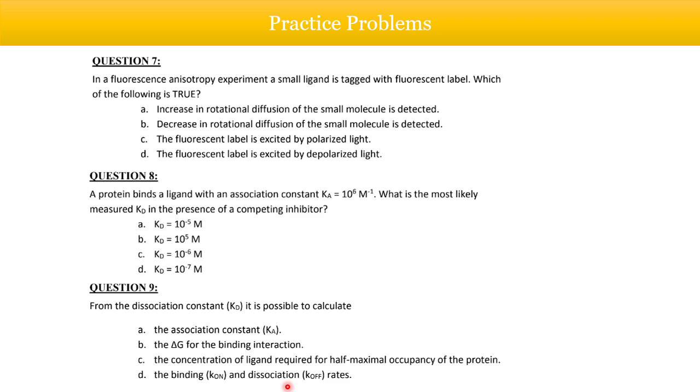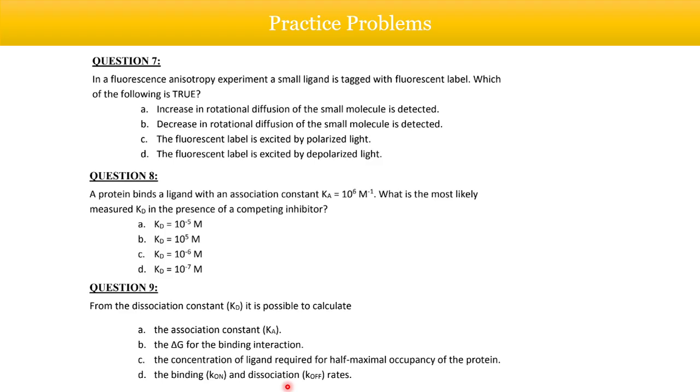The protein binds a ligand with association constant 10 to the power 6 molar inverse. What is the most likely measured KD in the presence of a competing inhibitor? So what will be the KD value in the presence of a competing inhibitor? Is it 10 to the power minus 5, or 10 to the power 5, 10 to the power minus 6, or 10 to the power minus 7?